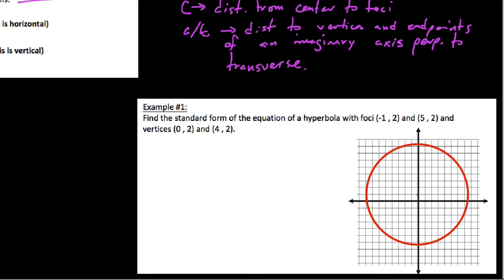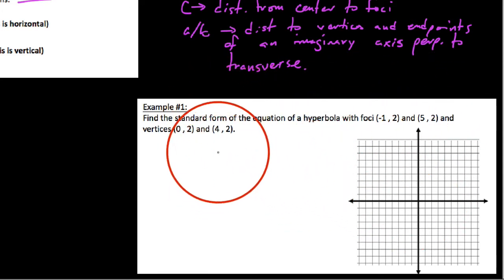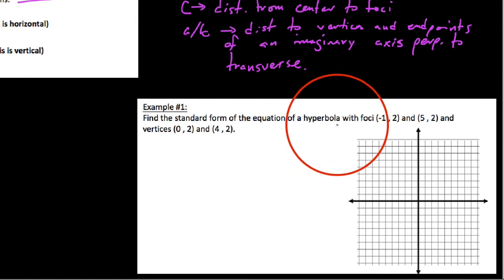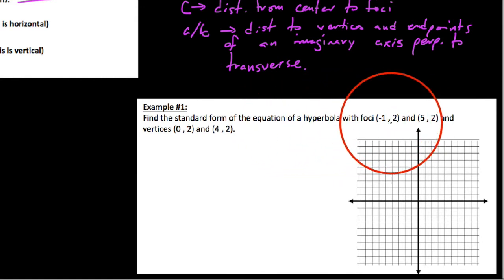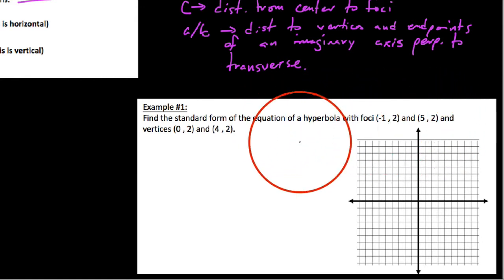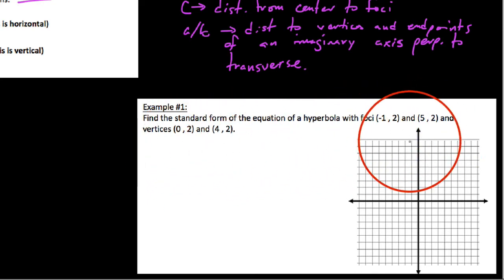So let's go ahead and take a look at an example where I'm going to tell you first things first: whenever you get clues, you need to sketch them in. It says find the standard form of the equation of a hyperbola with foci (-1, 2) and (5, 2), and then vertices at (0, 2) and (4, 2). So the first thing I'm going to do is draw in what I know here.